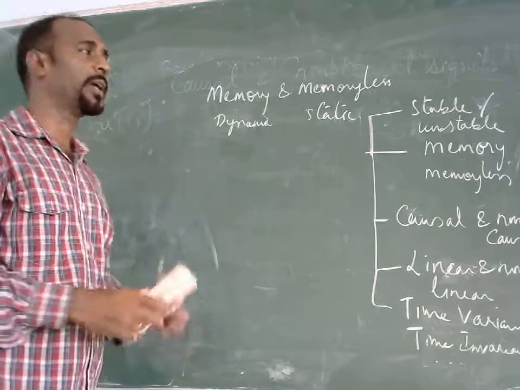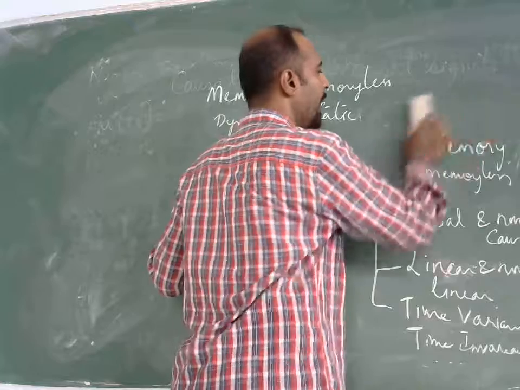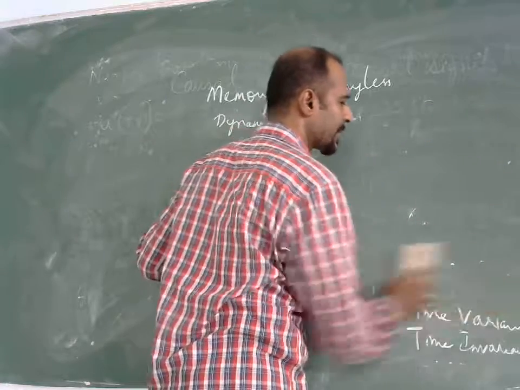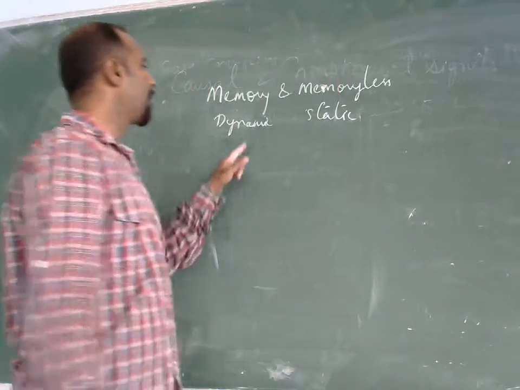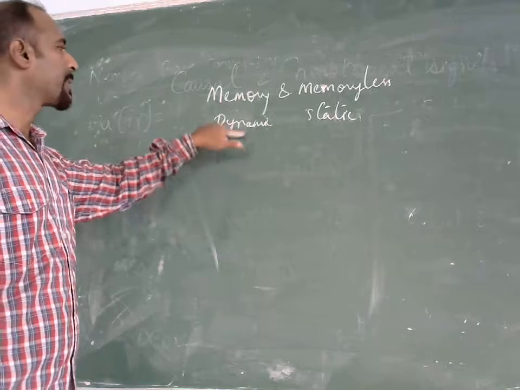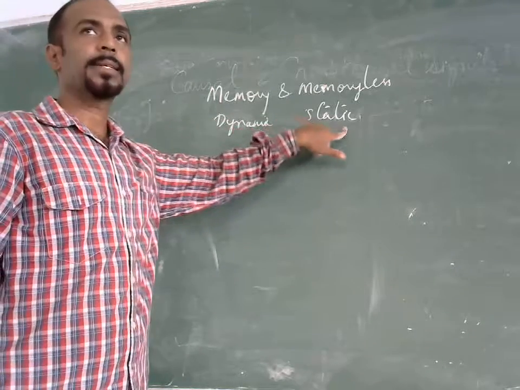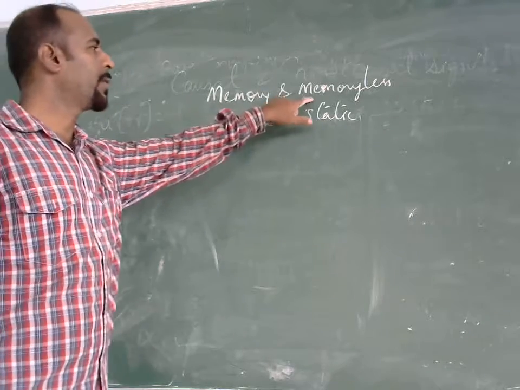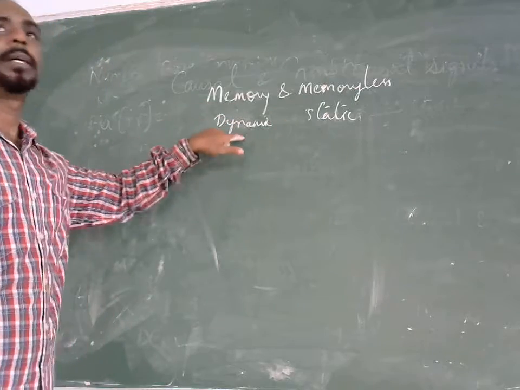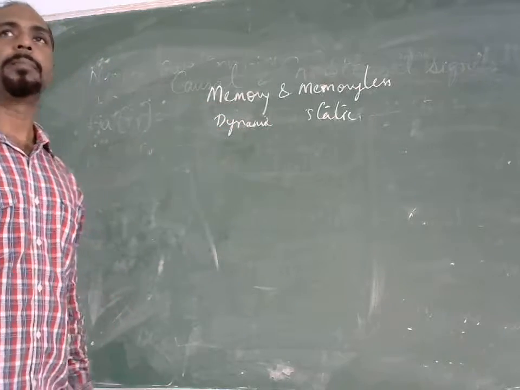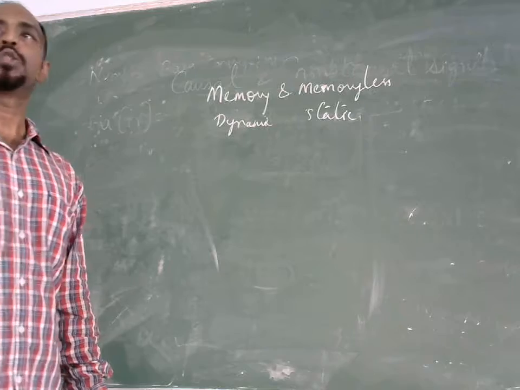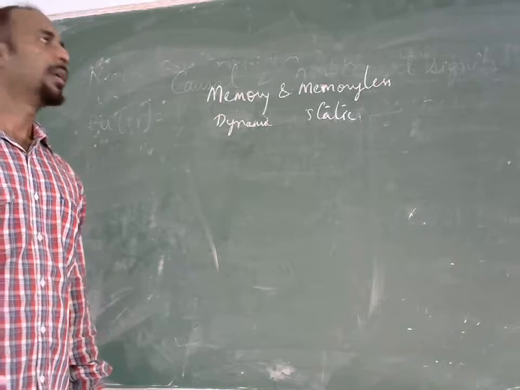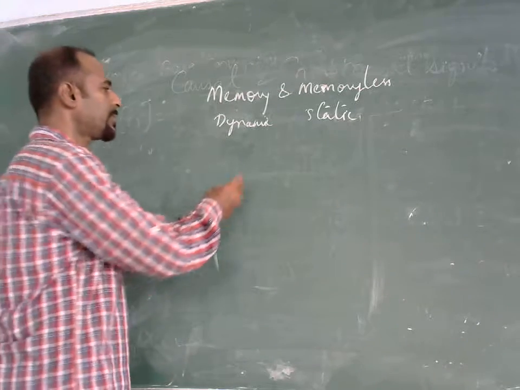There are two names for this classification. They can be memoryless or memory system, or they can also be called static and dynamic system. So memoryless is static, and memory system is dynamic. Now what does this mean? As the name itself says, it should have memory or it should not have memory.